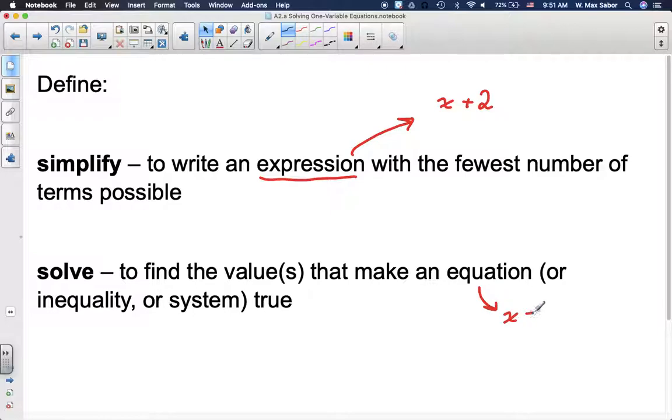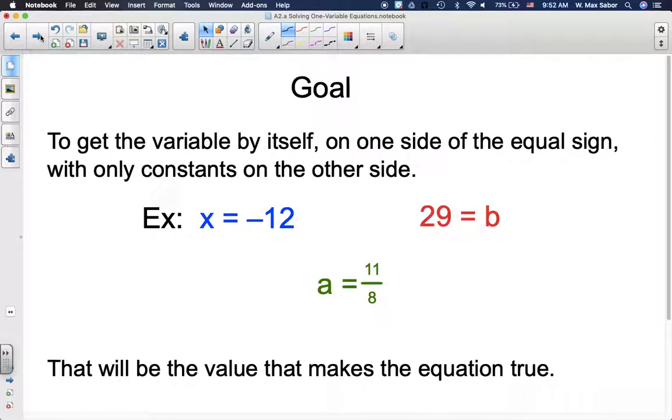So if we see x plus 2 equals 7, we can say, okay, the value that makes that equation true is 5. It's very easy to say that 5 plus 2 equals 7, but as equations become more complex, you need more challenging ways to solve them.